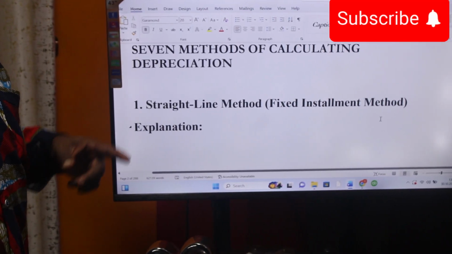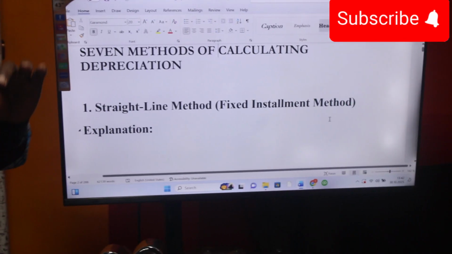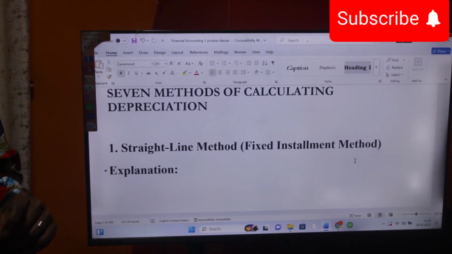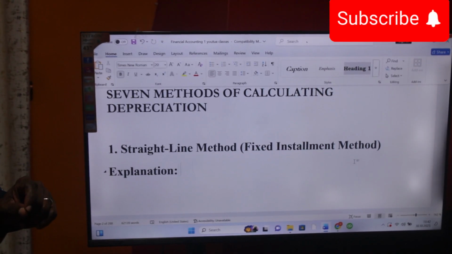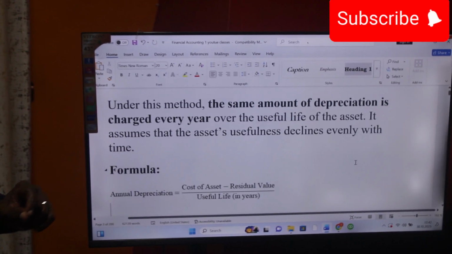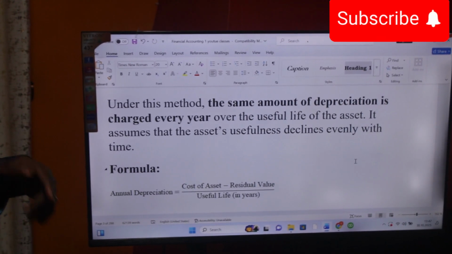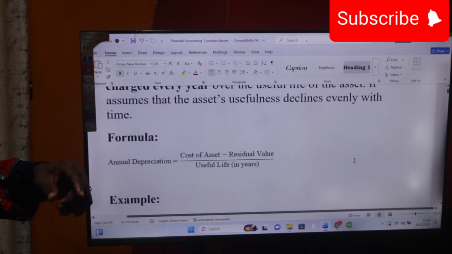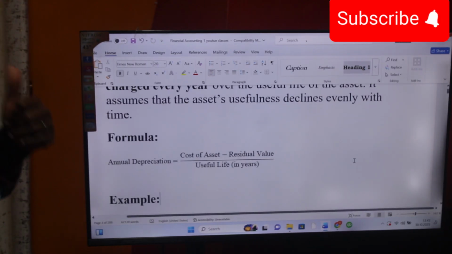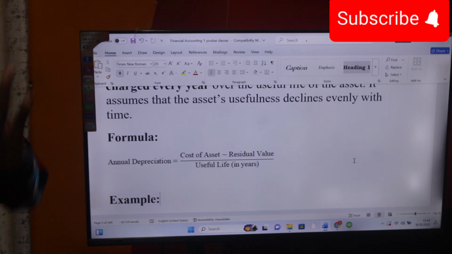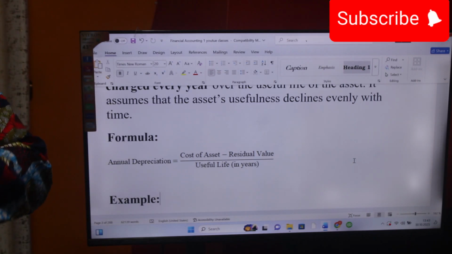So we are saying, under the straight line method, it is also called the fixed installment method. It is called the fixed installment method because the annual charge is the same during the economic life. So under this method, the same amount of depreciation is charged every year over the useful life of the asset. It assumes that the asset's usefulness declines evenly with the time. The value you lose the first year is the value you lose the last year.